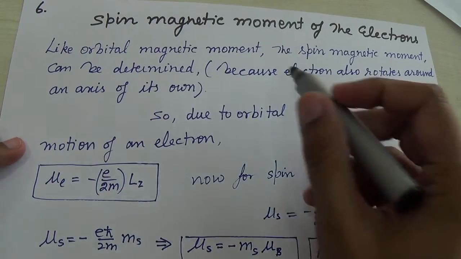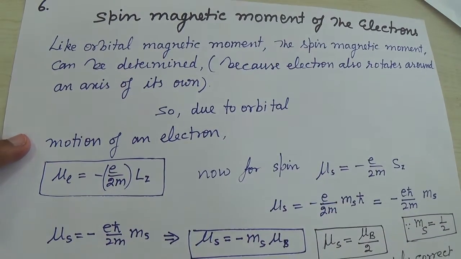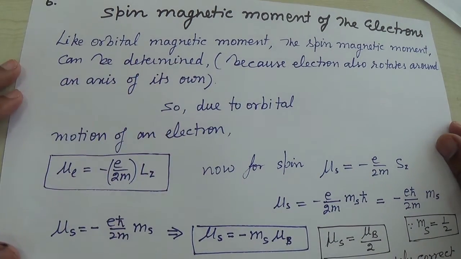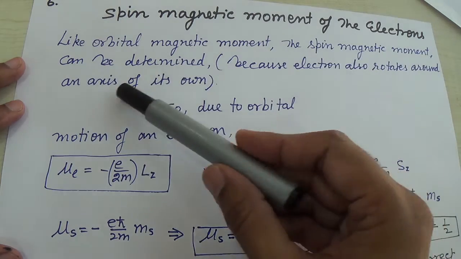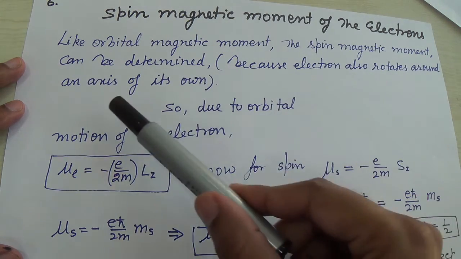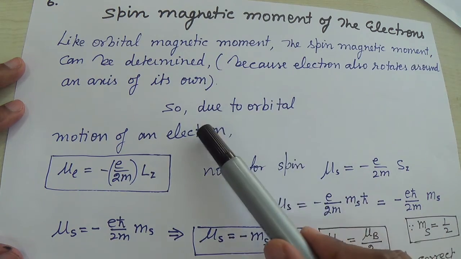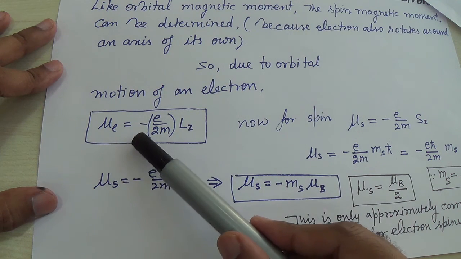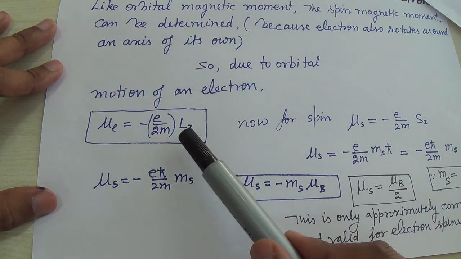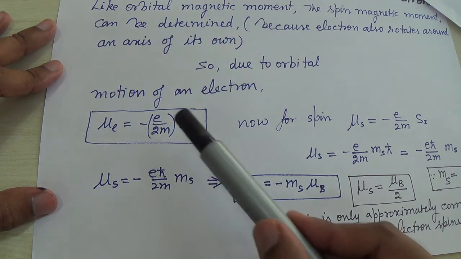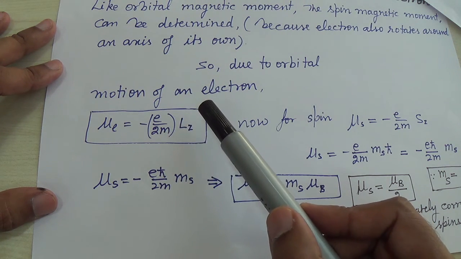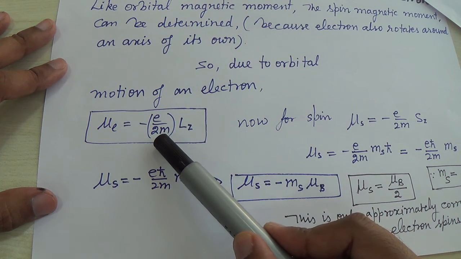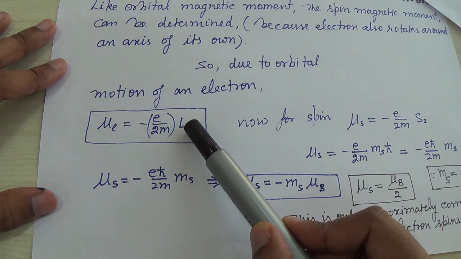So here, the spin magnetic moment of the electron is what we have to calculate. Like the orbital magnetic moment, the spin magnetic moment can be determined because the electron also rotates around an axis of its own. Due to orbital motion, we have seen that mu L is equal to minus e upon 2m Lz, and when I put the value of Lz, it is e h cross upon 2m times ml. e h cross upon 2m is the Bohr magneton, and this is minus ml.